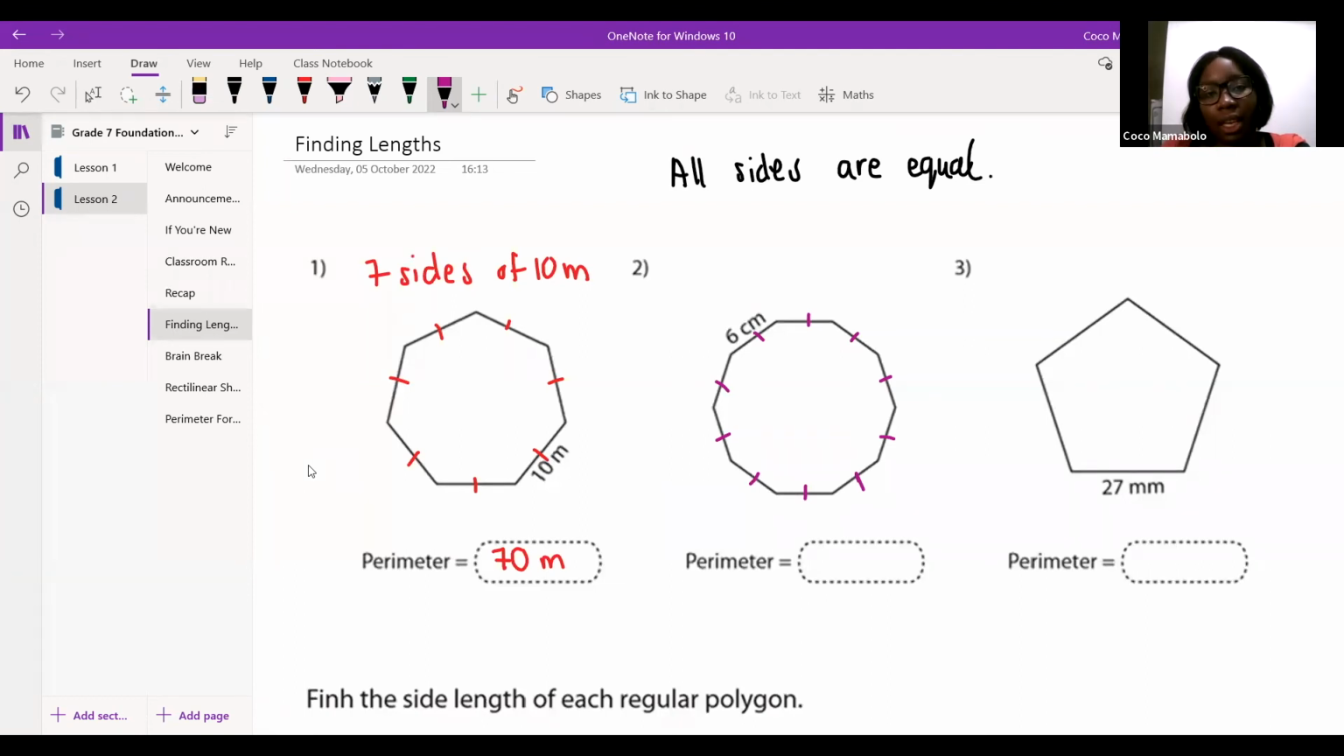How many sides is that? Good, it's 10 sides, right? So, Bukan counted 1 too many. Okay, it's 10 sides, so we're going to get 10 times 6 centimeters. And what is my answer going to be?